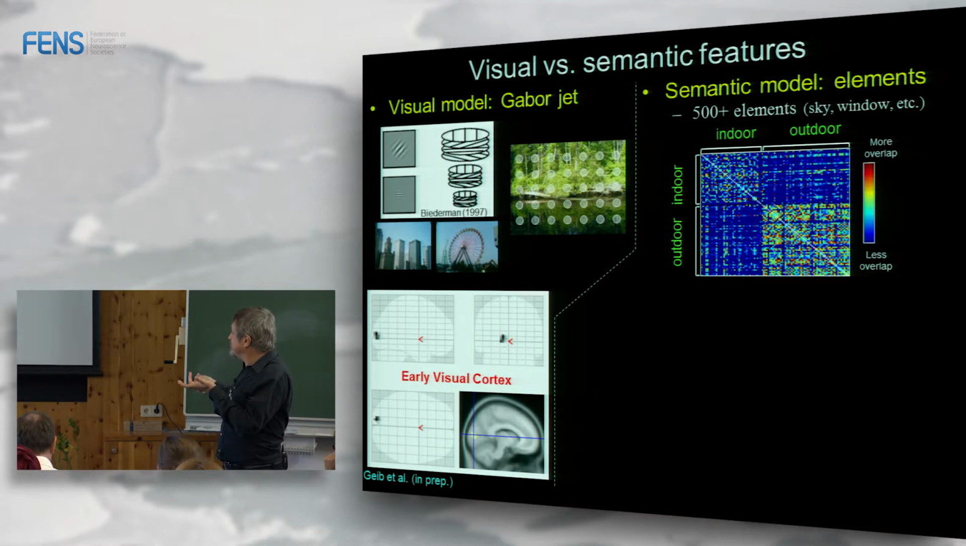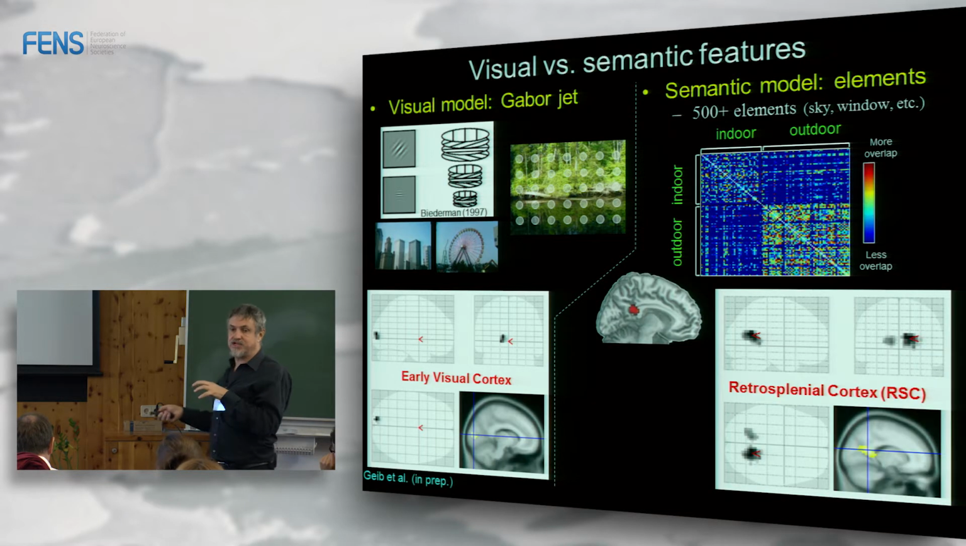Obviously, the outdoor pictures have commonalities in trees and sky and things like that, and so do indoor pictures. So when we apply the similarity matrix to the encoding data, to the similarity across the pictures during encoding, what we find is retrosplenial cortex, the same region that we found to have this specificity. So basically this region is tracking the similarity across the semantic component.